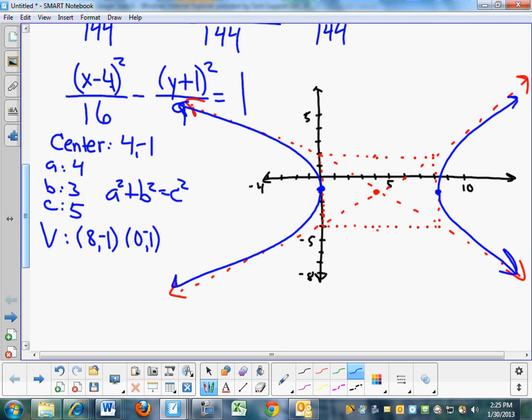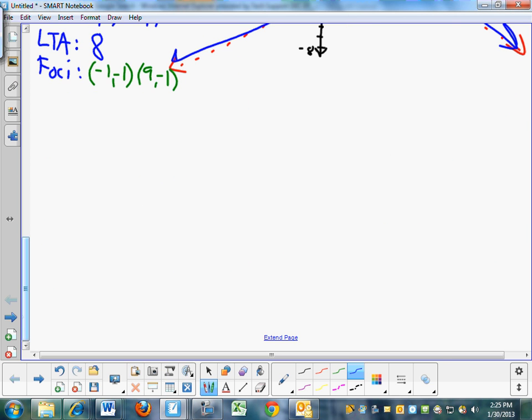I will tell you all the things I need you to find on the test, but the other thing we need to know is the length of the transverse axis. What's the distance between the two vertices? 8. I need the foci. Foci are located how many units from the center? 5. That's 1 extra unit outside the vertex. What are the locations of the foci? -1, -1, and 9, -1. Yep.